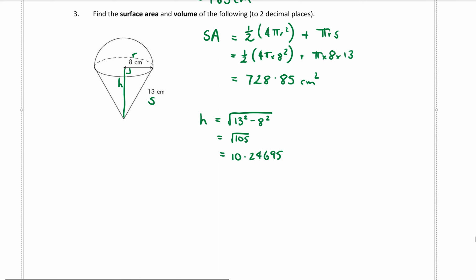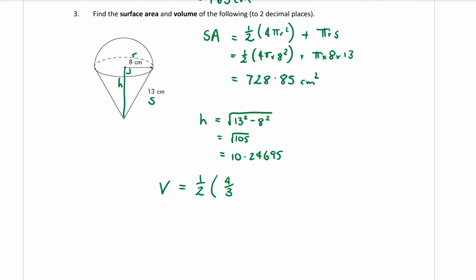So now I can finish. I can find the volume of that shape. Again, I have half of a sphere, but it's the volume formula that I want now. So I'm going to have half. The volume formula has the 3's in it. 4 over 3 pi r cubed. I also need the volume of a cylinder. Does anyone remember that one?